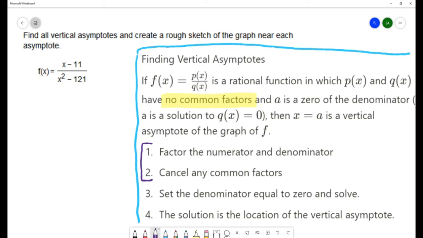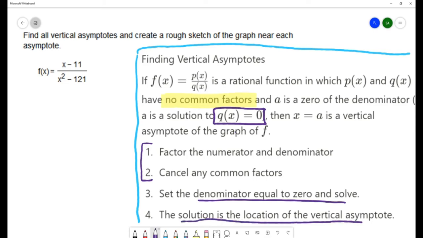And the solutions to q of x equals 0 are going to provide us with the vertical asymptotes. So we're going to set that new denominator equal to 0 and solve, and that solution that we come up with is the vertical asymptote. So let's follow these steps. We're going to start by factoring the numerator and denominator. Our numerator x minus 11 is already completely factored.